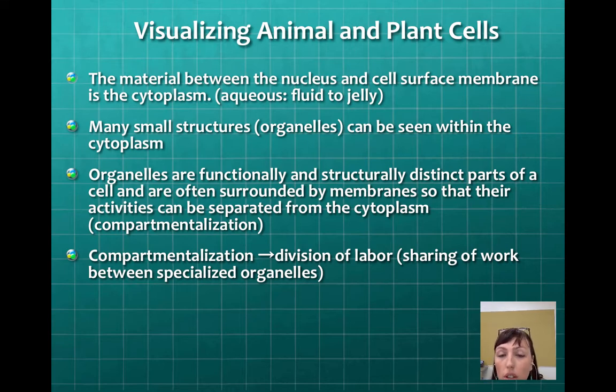Many small structures called organelles are seen within the cytoplasm. Organelles are functionally and structurally distinct parts of a cell and are often surrounded by membranes so that their activities can be separated from the cytoplasm. This is called compartmentalization, which is really a division of labor, a sharing of work between specialized organelles within a cell.